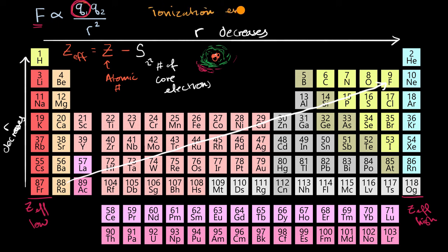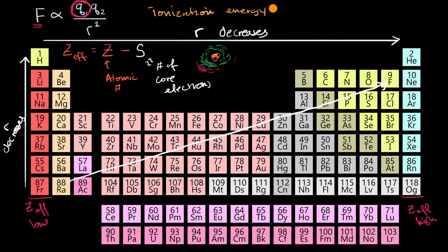Just as a reminder, the first ionization energy is the minimum energy required to remove that first electron from a neutral version of that element. And since it's the minimum energy, it's going to be one of those outermost electrons. It's going to be one of the valence electrons. And so what's going to drive that?